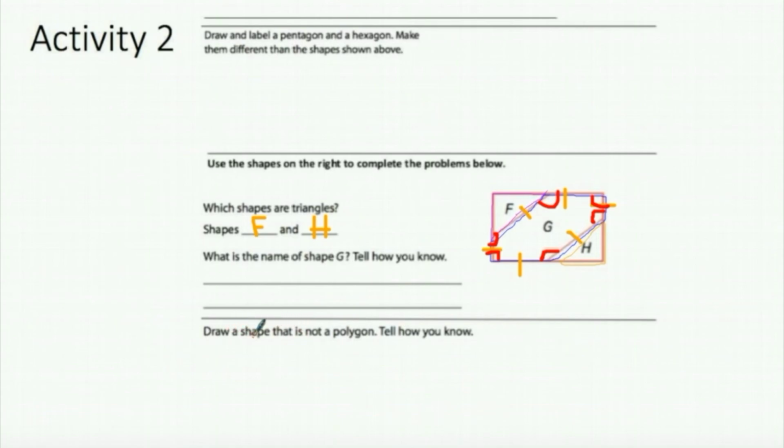Then down here it says draw a shape that is not a polygon. So think back to the vocabulary slide when I was telling you what classified a polygon. And it says tell how you know. So you can write a sentence here and draw the shape that is not a polygon. Now remember, a polygon has to be a closed shape, 3 or more sides, straight sides. Okay, so that's going to be huge, that you have to have 3 or more sides and it has to be closed.